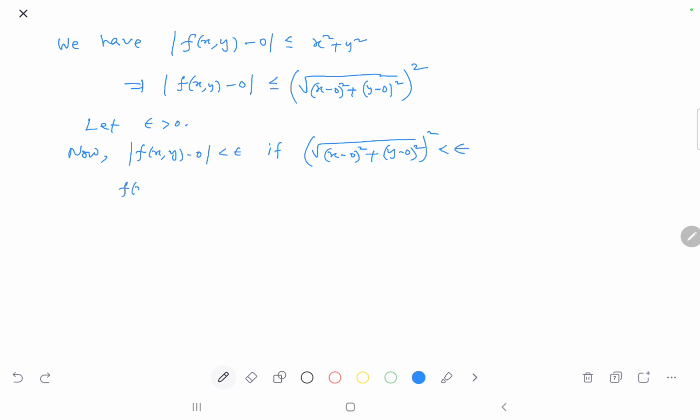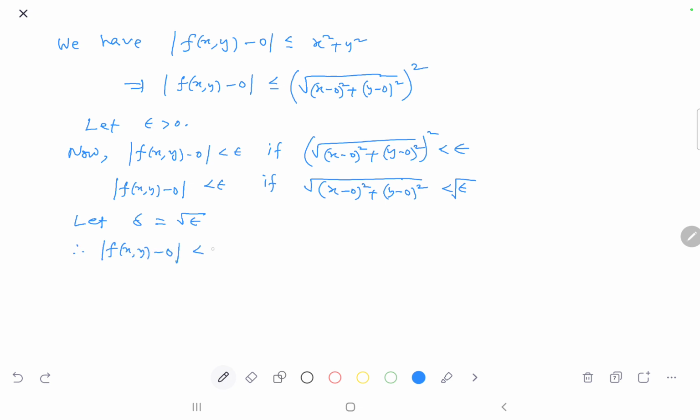So what do we get? |f(x,y) - 0| is less than epsilon if the square root of (x minus 0)² plus (y minus 0)² is less than the square root of epsilon. So let delta equal the square root of epsilon. So |f(x,y) - 0| is less than epsilon if the square root of (x minus 0)² plus (y minus 0)² is less than delta, where delta equals the square root of epsilon. Clear?